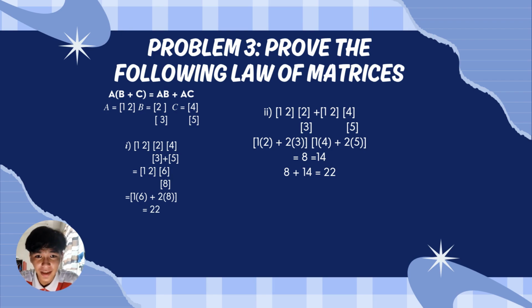The second step is AB plus AC. Firstly, we do 1, 2 times 2, 3 plus 1, 2 times 4, 5. 1, 2 times 2, 3 is 8, and 1, 2 times 4, 5 is 14. Then we add them: 8 plus 14 is 22. The conclusion about this distributive law of matrix is that since both sides equal 22, the distributive law of matrix holds true.